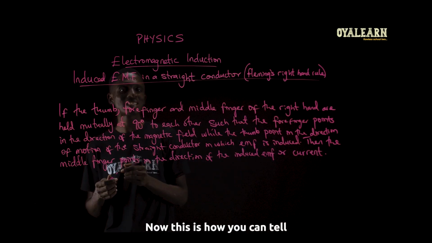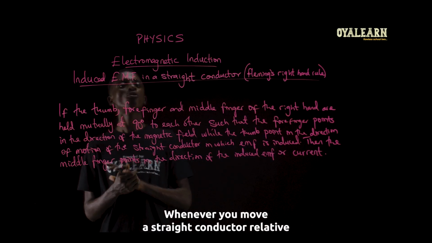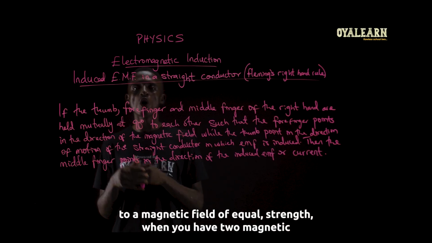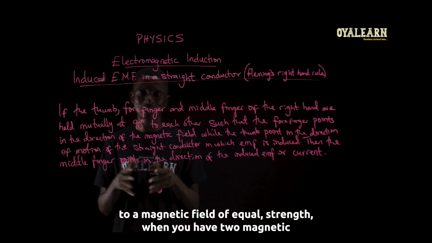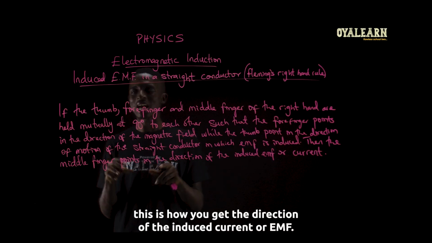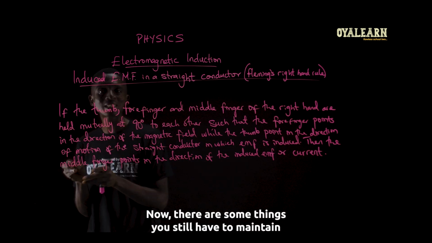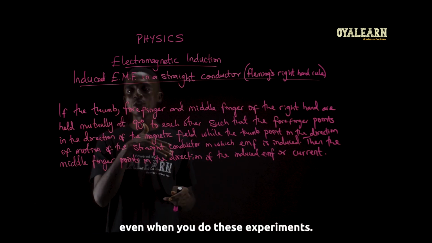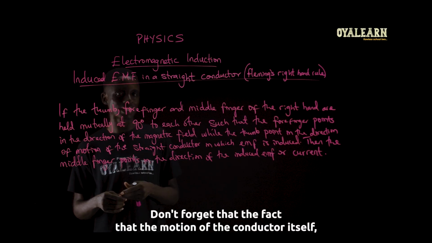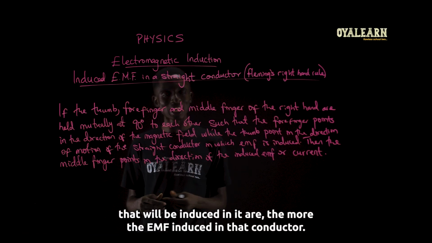Now, this is how you can tell the direction of the induced current or EMF whenever you move a straight conductor relative to a magnetic field of equal strength. When you have a magnetic field of uniform strength and then you move a conductor relative to it, this is how you get the direction of the induced current or EMF. Now, there are some things you still have to maintain even when you do this experiment. Don't forget that the faster the motion of the conductor itself, the more the current that will be induced in it, or the more the EMF induced in that conductor.